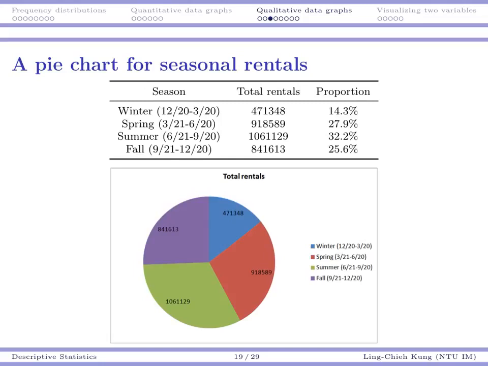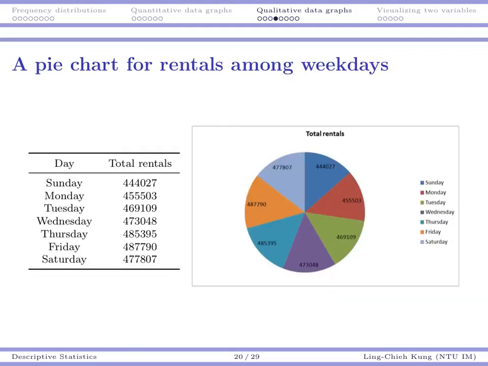Okay, so a pie chart can be a very intuitive representation of category proportions. As another example, we may want to see whether there is any difference between Sunday, Monday, Tuesday, Wednesday, and so on. Well, in this case, we can follow the standard rule to find the totals for each of the 7 days. We get these numbers, and then we depict a pie chart for them.